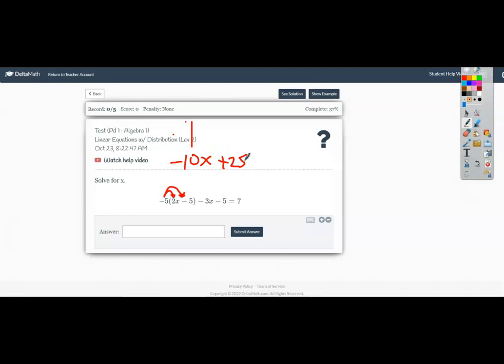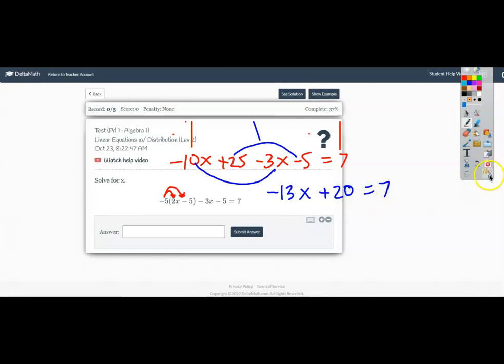So be very careful with your signs when you are distributing here, and then when you're using your commutative or associative properties in your brain, right? Technically, you'd have to commute these terms to be side by side so that you could combine them. Technically, you'd be commuting these terms, but we allow you to just draw these loops and kind of take a shortcut. So negative 13x plus 20 equals 7. And then you'll be able to finish from here.